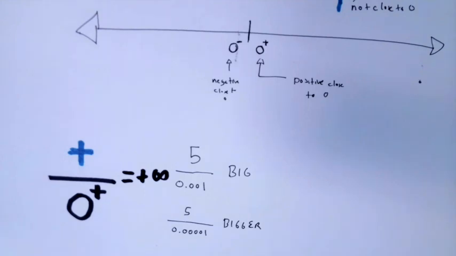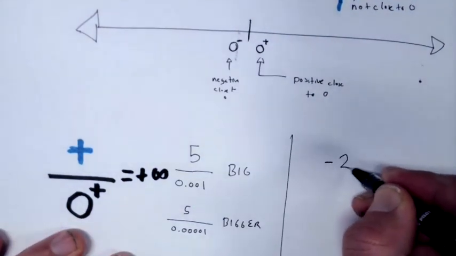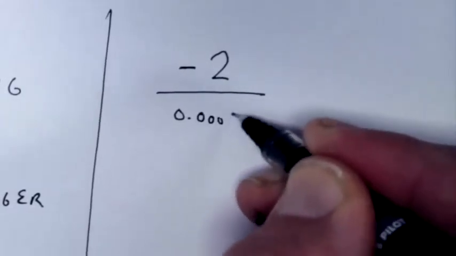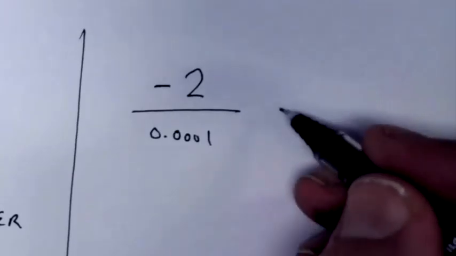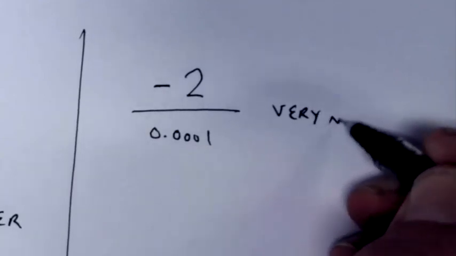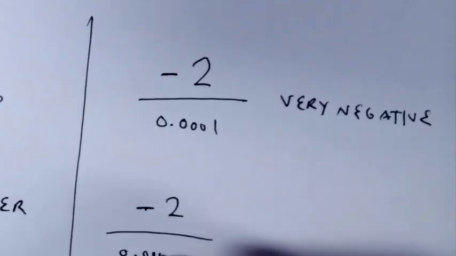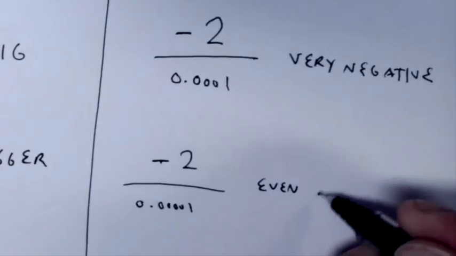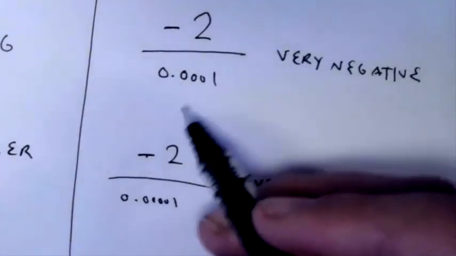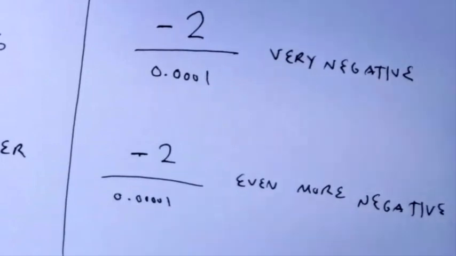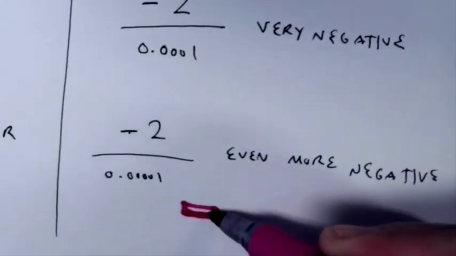Now, what if we have the opposite? We have -2 divided by something that's really, really close to 0. That's a very negative number, right? It's large in magnitude, but it's very, very negative. So if we have minus over 0 plus, that's the pattern that's happening here. We still have 0 plus, a little bit, in the bottom. Now we have a negative number on top. So what would that be? Negative infinity.